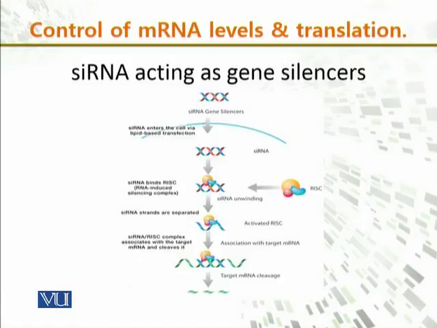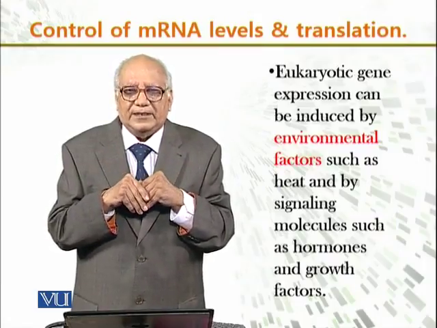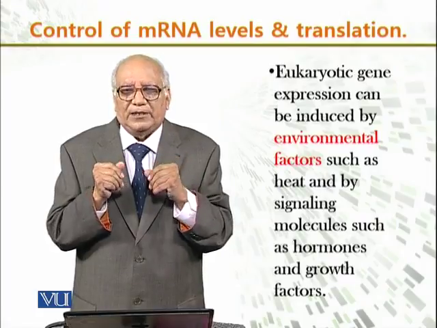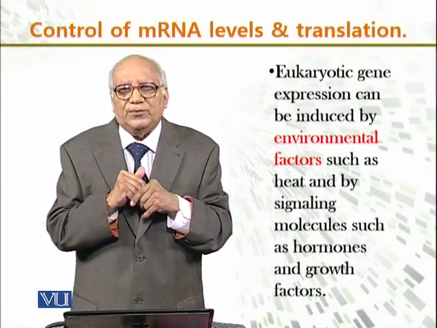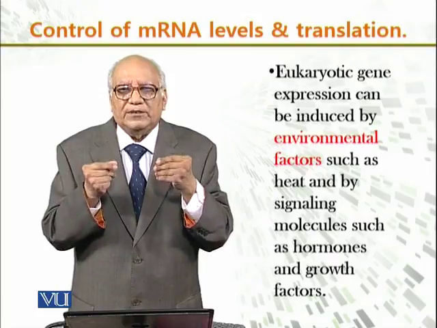Now, small interfering RNA acts as a gene silencer, and the mechanism has been depicted in this picture, where the small RNAs act as a silencer and interact with the different components. Eventually, they affect the translational mechanism of the cell for the proteins. Eukaryotic gene expression can be induced by environmental factors such as heat and by signaling molecules. Signaling molecules, as we have studied, are hormones, growth factors, and other compounds.